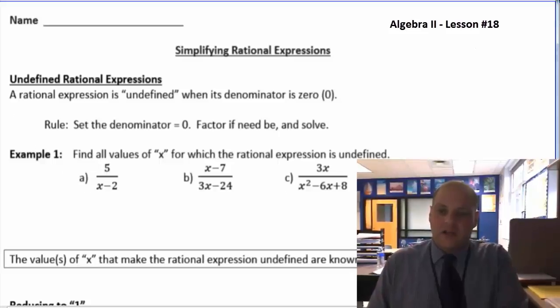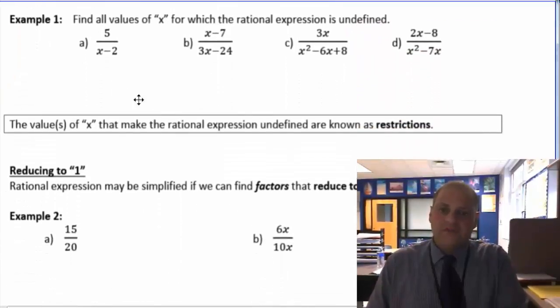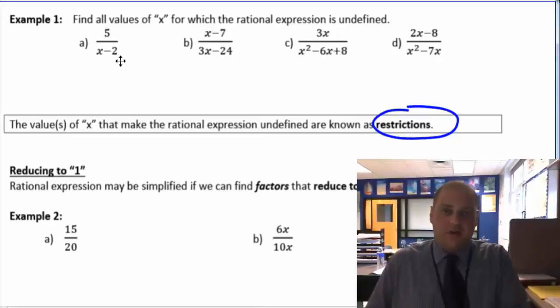Here's a given fraction, 5 over x minus 2. Find all values of x for which the rational expression is undefined. These are also known as restrictions. I have it right here. So what would x have to be? What would the x value be so that this denominator is undefined?